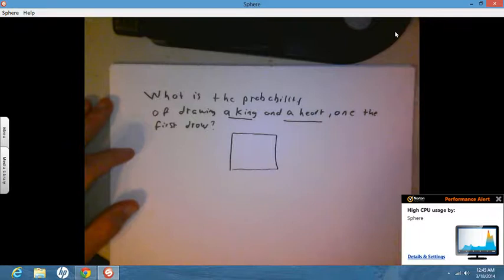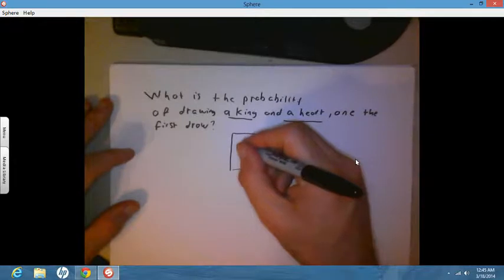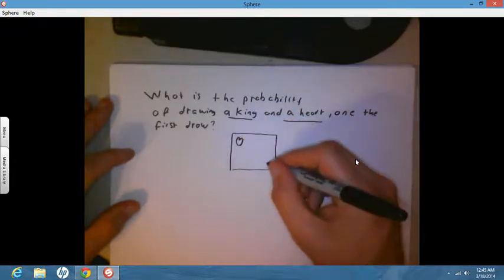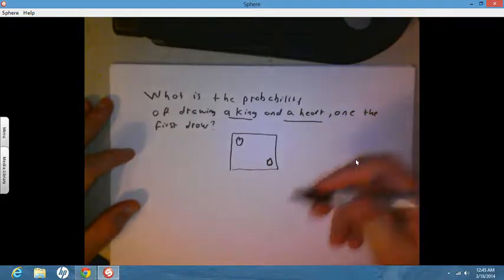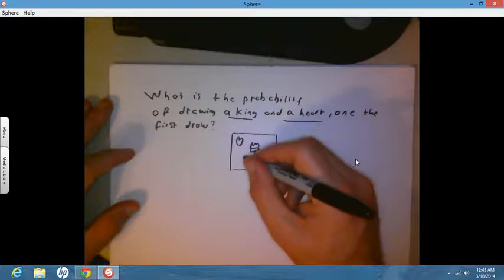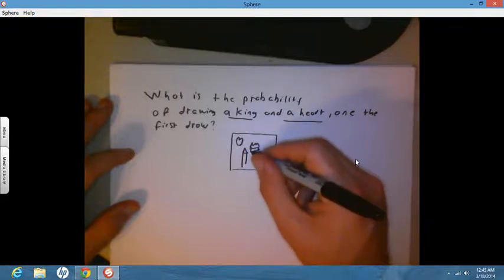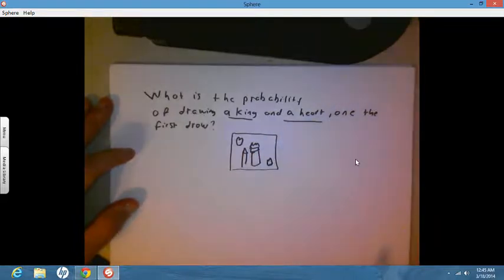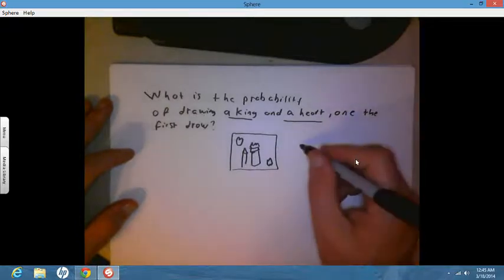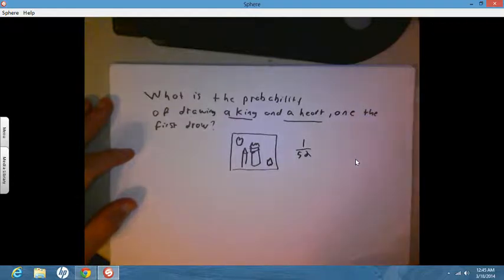So the king of hearts looks like this, and not a very good heart. The king of hearts, and then there's the crown, and he's got the forehead over here, and he's holding his scepter usually like this. That's the king of hearts, right? There's only one king of hearts out of 52, so the probability of drawing a card that is both a king and a heart is 1 out of 52.